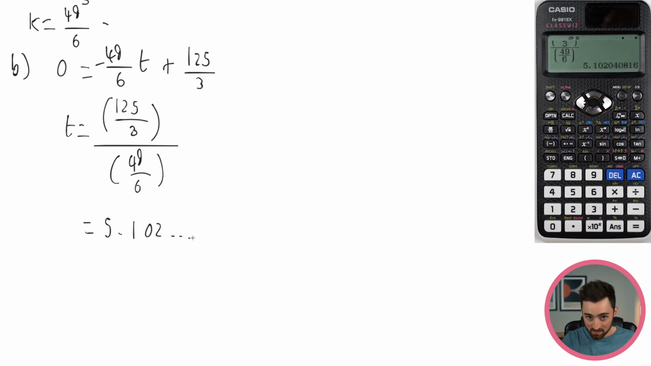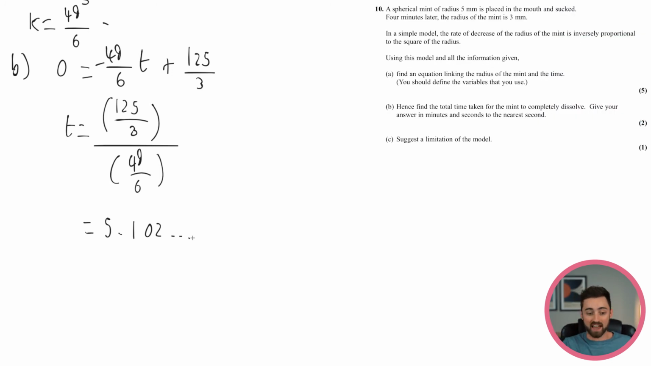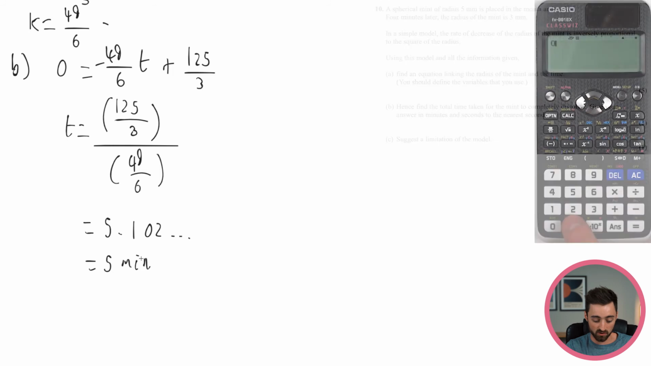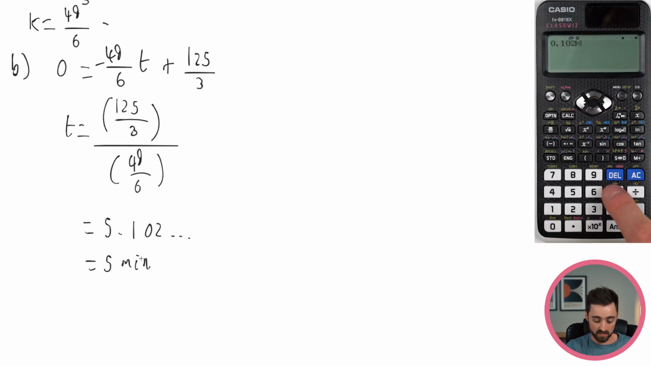And it says total time. So this t is in minutes, but we need to be careful because I want to say 5 minutes and however many seconds. So I've got the 5 minutes here, and then I just need to get this 0.102 of a minute in seconds. There are obviously 60 seconds in a minute. So if I do 0.102 times 60, I get 6.12, which rounded to the nearest second is 6. So it's going to be 5 minutes and 6 seconds.